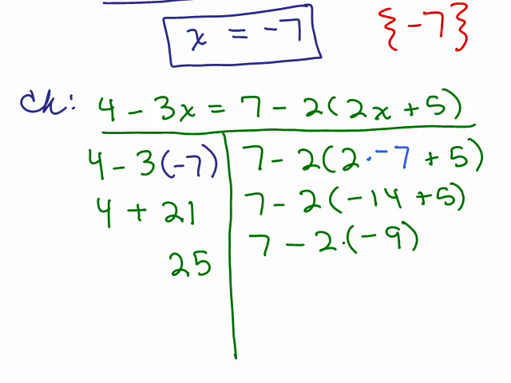Now I have to do this multiplication here before I do the 7 minus, you can't do 7 minus 2. Multiplication comes next. So you have 7 plus 18, because you have a negative 2 and a negative 9, and 7 plus 18 is 25. So this checks. So I got 25 on both sides, so negative 7 was the correct answer.